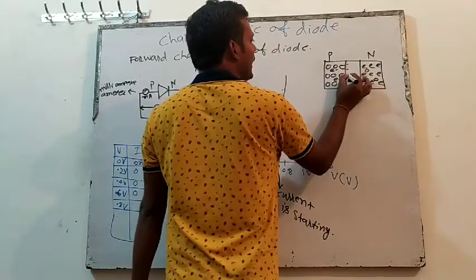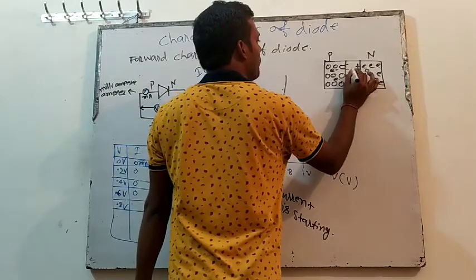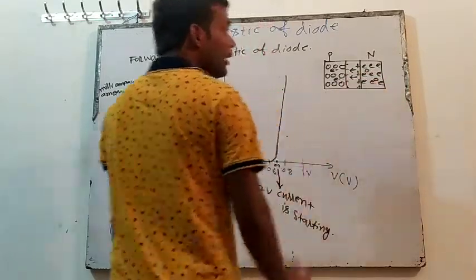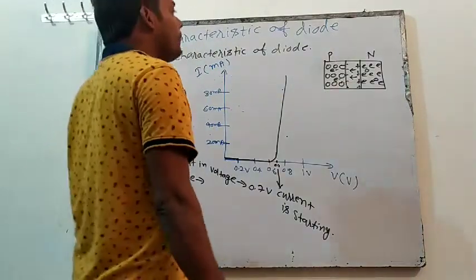Here will be what? Negative. Here will be positive. So the electric field will be from positive to negative. This is the electric field due to the depletion region.